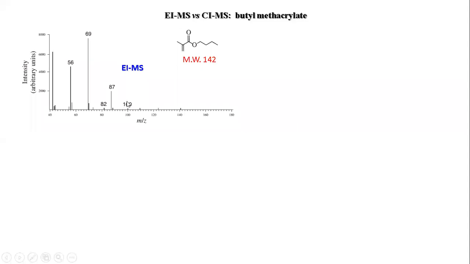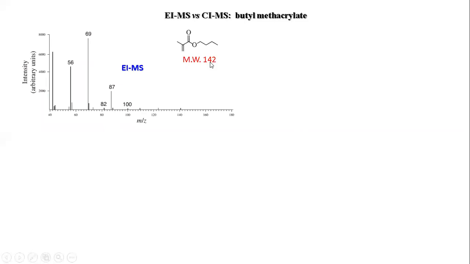What we see in the comparative study, I'll just show here. We will take one representative molecule, which is butyl methacrylate. Now let us look at its EIMS, electron ionization mass spectrum. So this is the EIMS. The molecule is here, and its molecular weight, or exact mass, is 142.